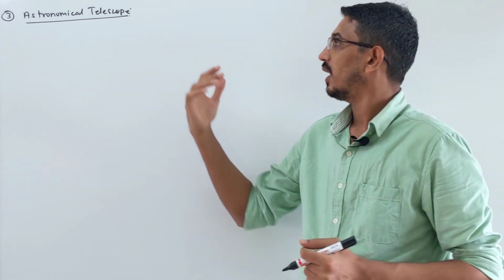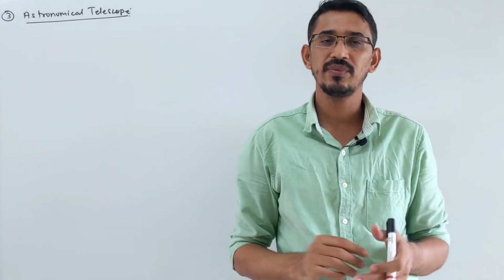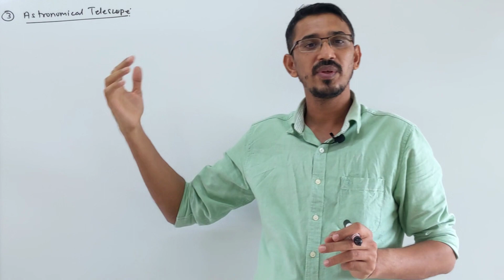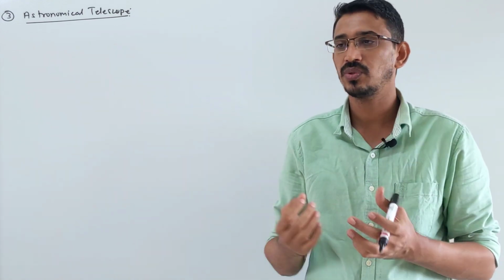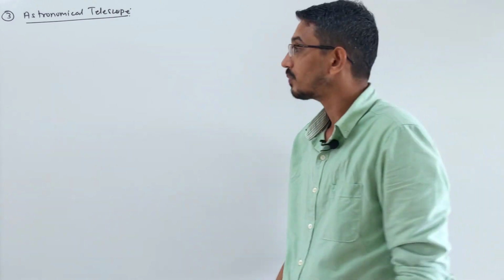Because in an astronomical telescope we see objects which are placed very far, at infinity. The light that comes from infinity is very small in magnitude, so we need a large size lens to collect more amount of light. Okay, so look here.